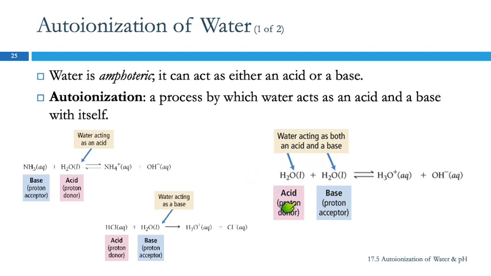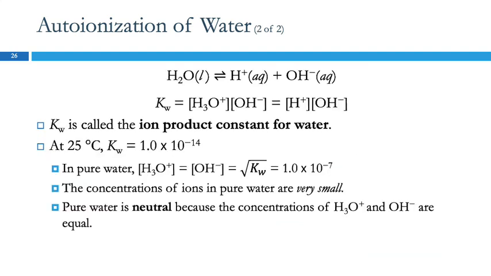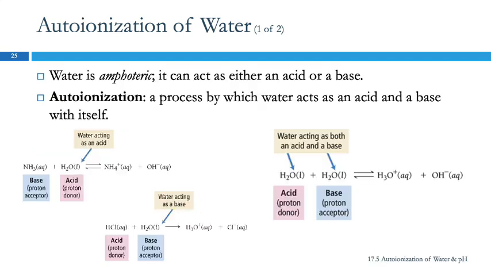So does this happen very much? No, it doesn't. It's very, very small, but it is important. So water can autoionize. It acts as an acid and a base with itself. Pretty weird. So here we're looking at the two water molecules. One transfers and one accepts, and so we end up with H3O plus and OH minus.